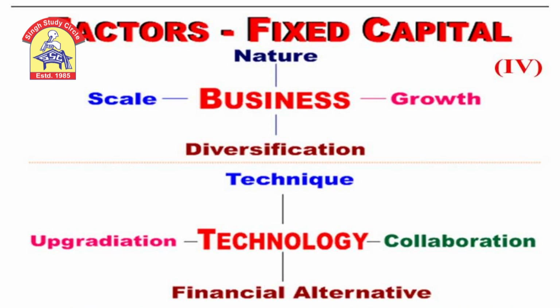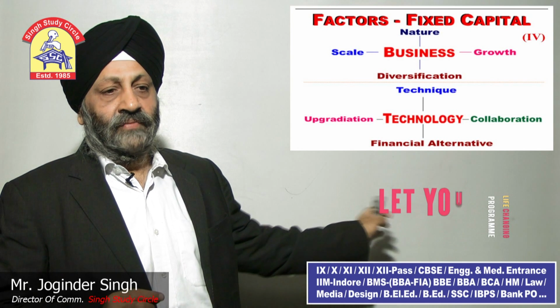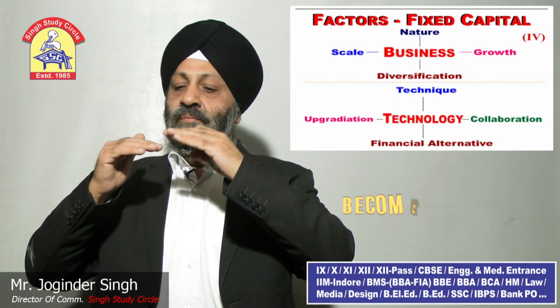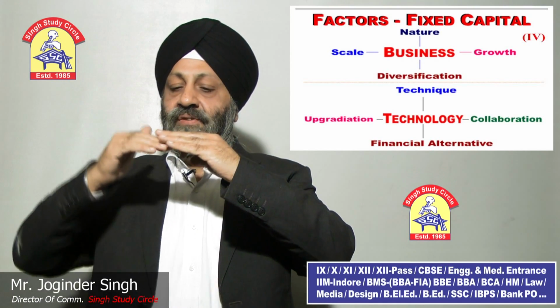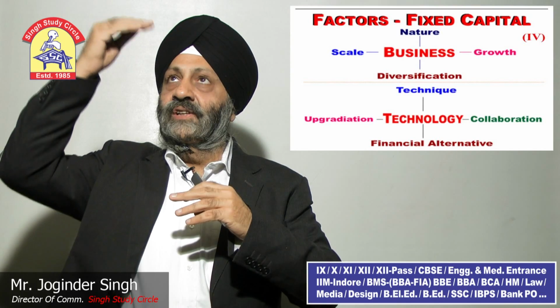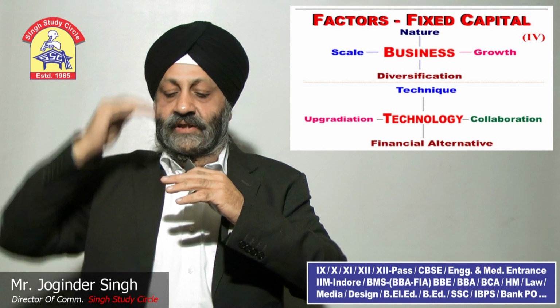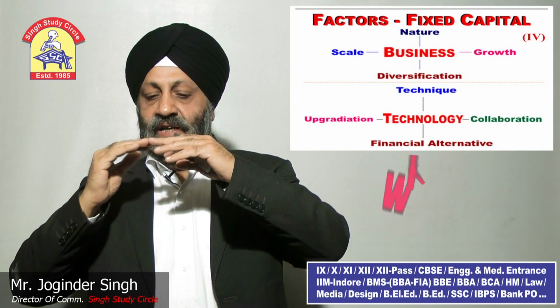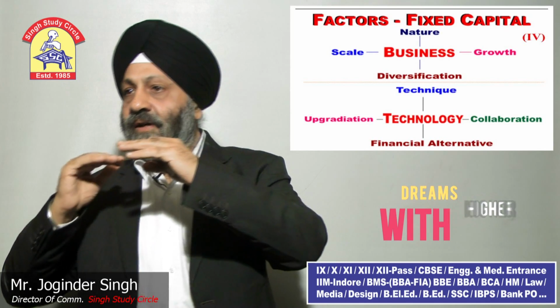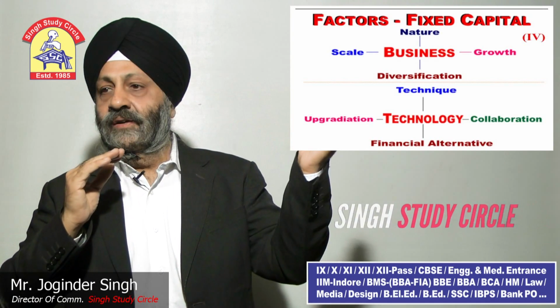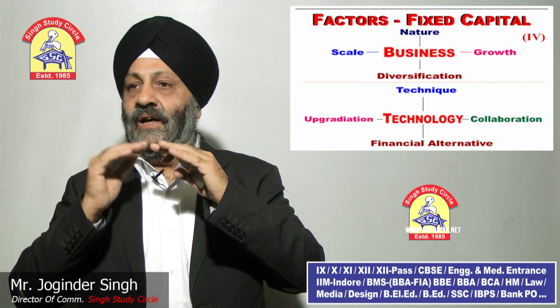It is a very simple technique. Eight factors can be remembered in that way. Money is either invested in business or in technology. As you can see, I made north, south, east, west. In between I have written business, and below I have written technology. So how can you remember? On the north side, N for nature, N for north. S for scale, S for south. But I have written scale on the left side, the west side, which means I have made a mistake.